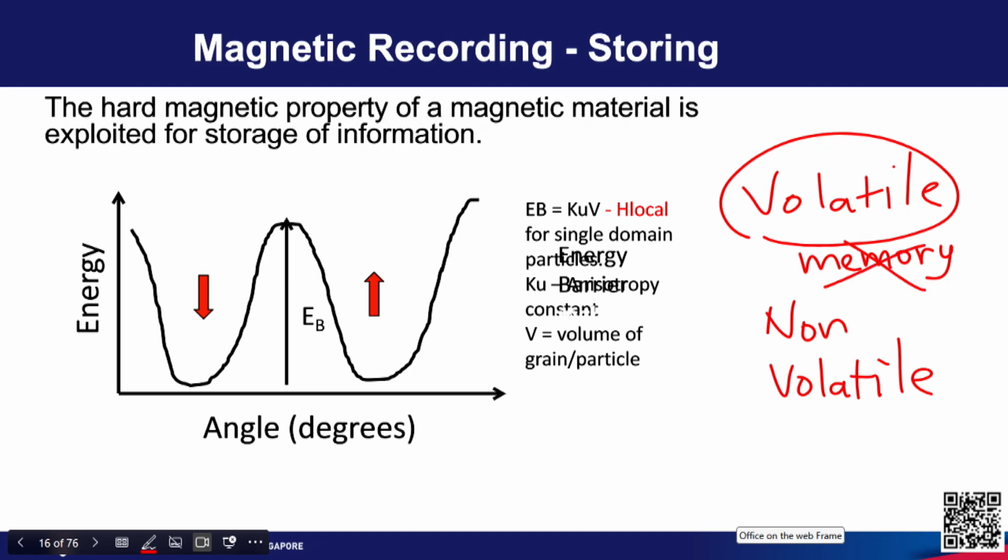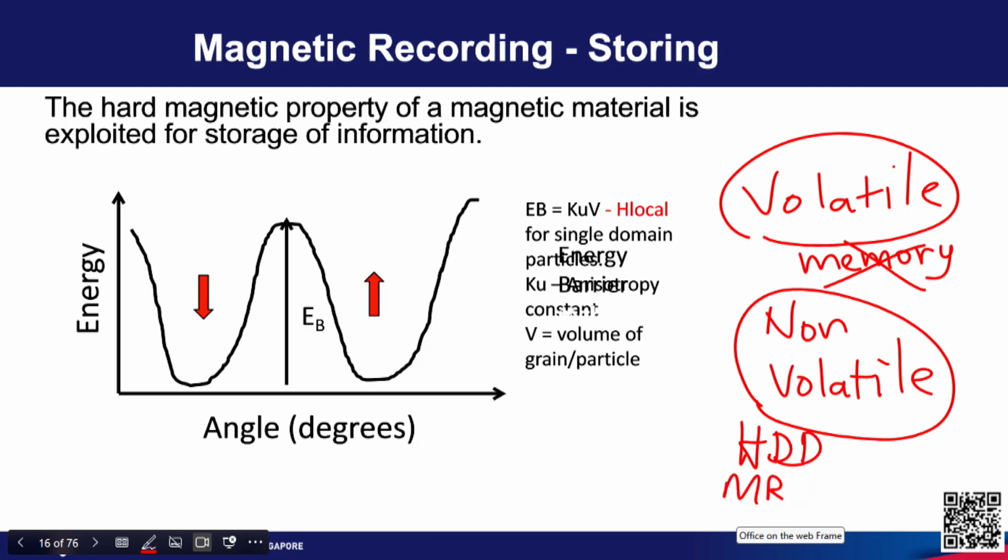So, when we talk about non-volatile memory, these are devices that store the information even after you switch off the device. When we talk about hard disk drives or devices like MRAM, magnetic random access memory, all these are non-volatile devices, which means they retain the data even if you switch off the power.